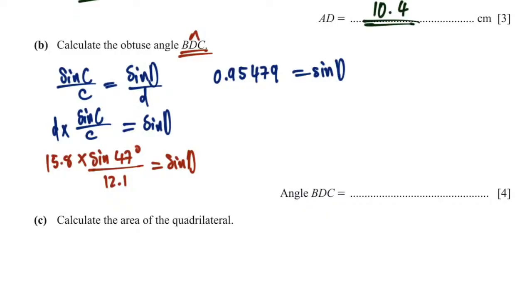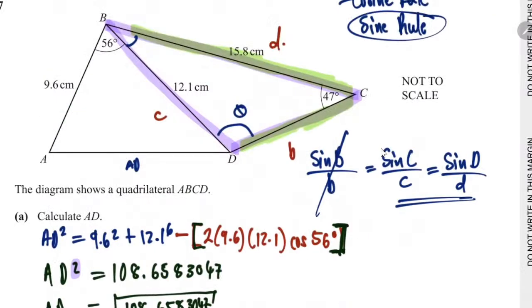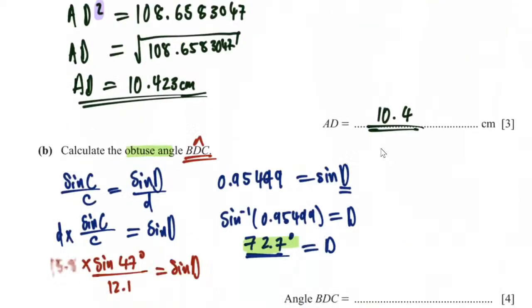Come on, Anita. Yes, Simon? What is it? 72.7. All right.